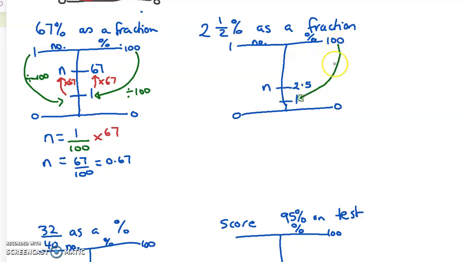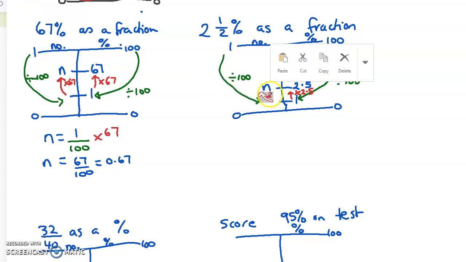So how does 100% become 1%? Well, it's a divide by 100. If I know 1%, could I work out what 2.5% is? Absolutely I can, because I'd multiply by 2.5. So that means I need to do the same thing over here and divide by 100 and then multiply by 2.5.